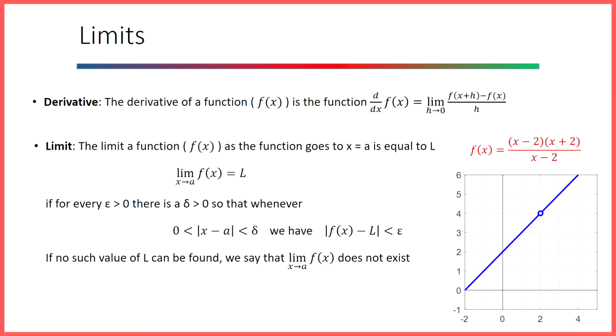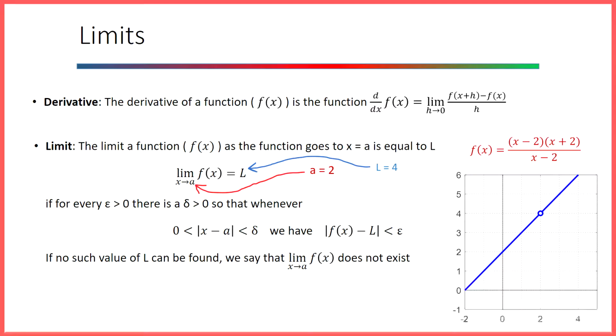Alright, looking at that graph, or at the equation of f of x, we can see that although our function f of x is undefined when x equals 2, as x approaches 2, our function approaches the value of 4. Therefore, we say that the limit of f of x as x approaches 2 is equal to 4. Alright, how does that relate back to our definition of the limit? Well, in this case, we're calculating the limit of f of x as x approaches 2, so that means a equals 2. And we've already decided that the limit is equal to 4, which means that L equals 4.